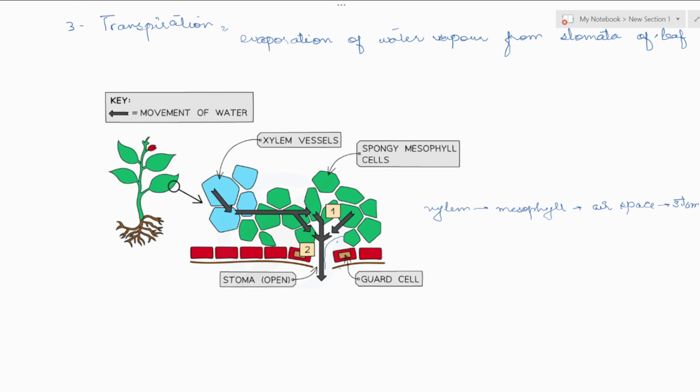Now, let's talk about transpiration. We have learned what transpiration is. There is no need to go into the detail. It's a simple process. There may be one diagram related to transpiration. Okay, let me give you this diagram.